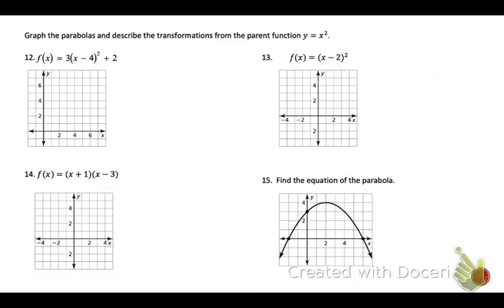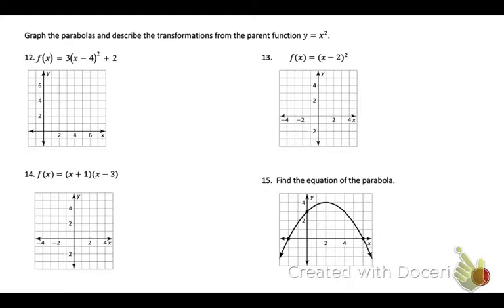Let's finish off this part of the review video by doing numbers 12, 13, and 14. So you're going to graph the parabolas and describe the transformation as much as you can from y equals x squared. So on 12 and 13, notice that we are in vertex form. So the first thing is you need to locate those a, h, and k values.